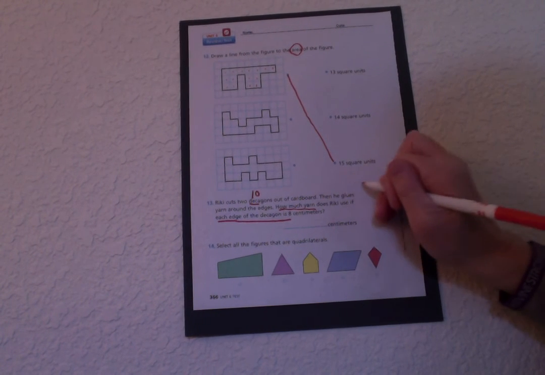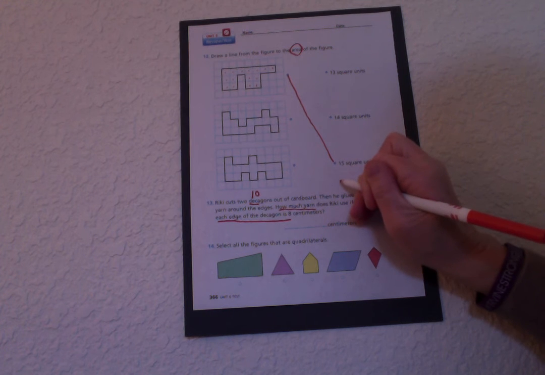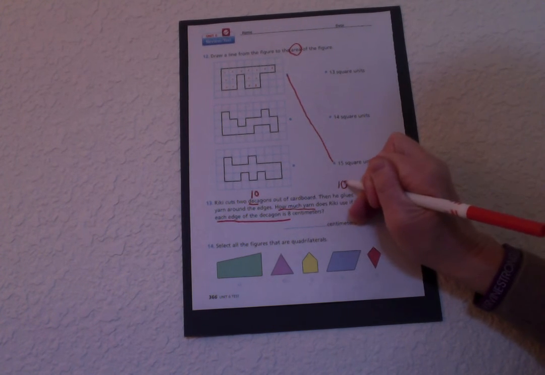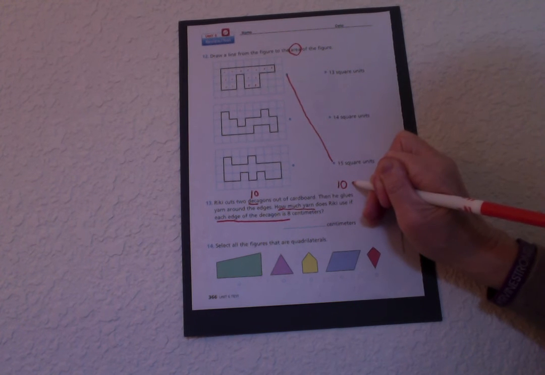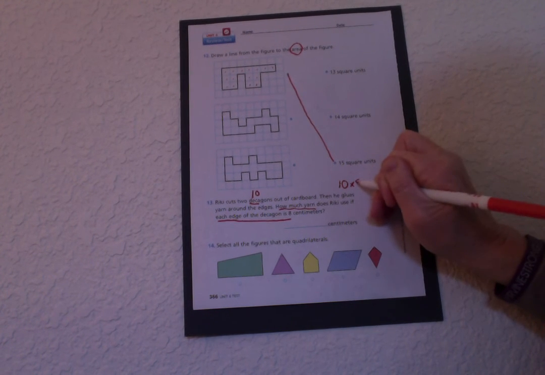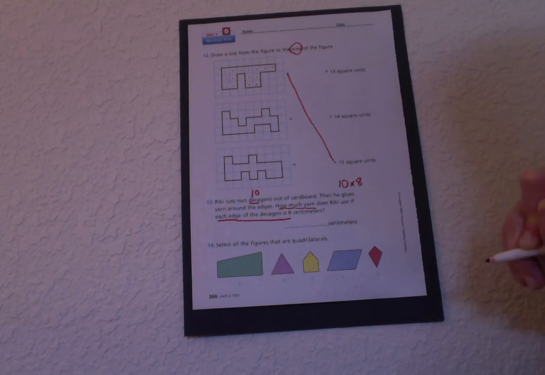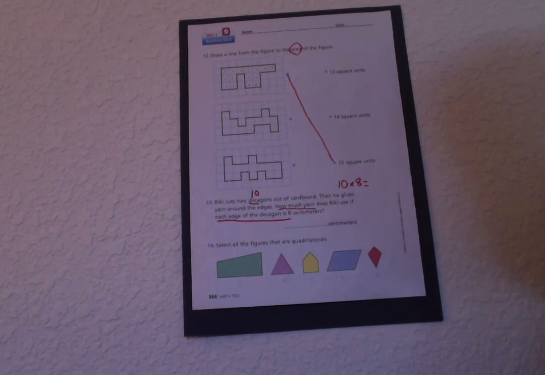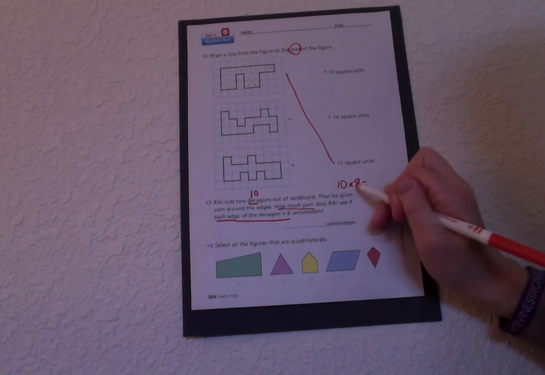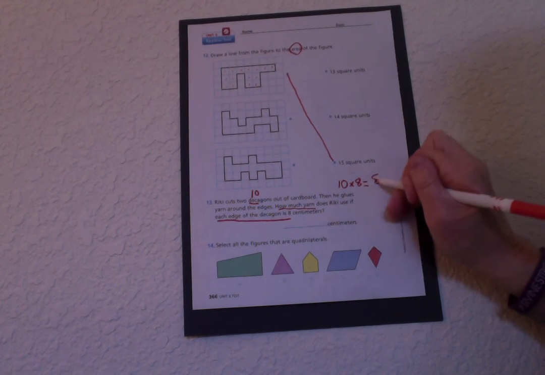So that means I can do a couple different things. I know that it's a 10-sided shape times 8 centimeters for each side, and I can get my total. 10 times 8 would be 80.